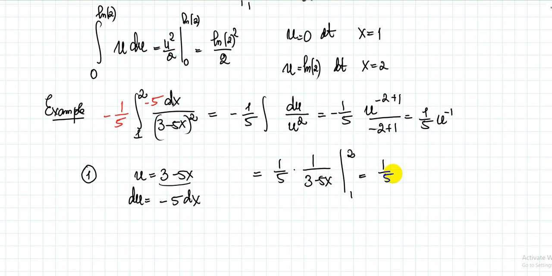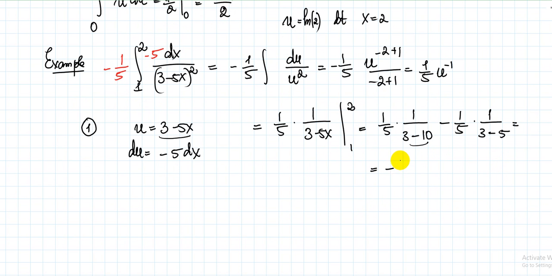So this is 1 over 5 multiplied by 1 divided by 3 minus, what is 5 multiplied by 2? 10, right? Minus 1 over 5 multiplied by 1 divided by 3 minus 5 multiplied by 1, which is 5, right? So this is 7. 7 multiplied by 5 is minus 1 over 35, right? So this is minus 2 multiplied by 5, plus 1 over 10. Okay? Yes? So this is the first way.